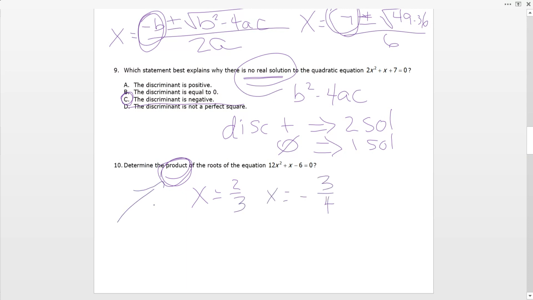I'm finding the product. So I have 2/3 times negative 3/4. I multiply straight across. Ooh, or I can just cancel out my 3's. And I end up with negative 2/4, which is negative 1/2. So negative 1/2 is the product of the roots.